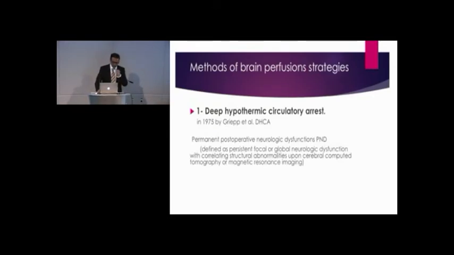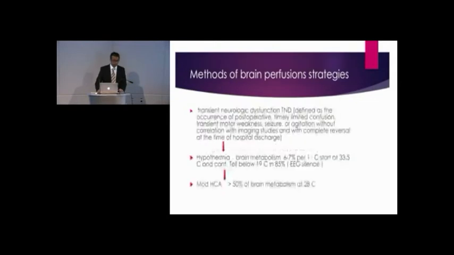So to understand those, I'm going to start with a definition for each one. The PND is defined as persistent focal or global neurological dysfunction with correlation on CT scan and MRI. So you have a focal deficit like a stroke or a global one, and you can see that on CT scan. The transient one, the TND, is defined as occurrence of postoperative, time-limited confusion, transient motor weakness, or seizure or agitation without any evidence on the CT or MRI. And it should be self-limited or reversible at the time of hospital discharge.